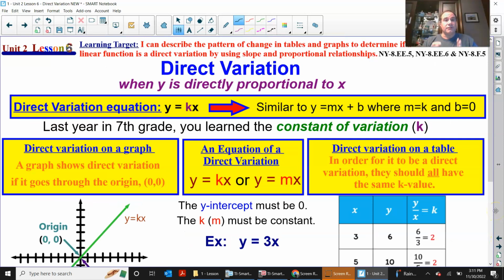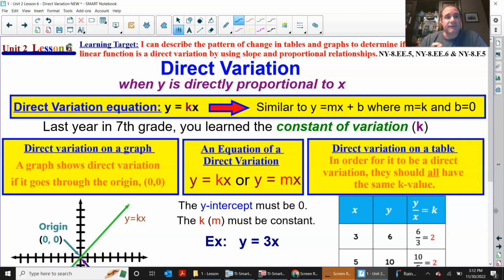So a direct variation, we know what this is. A direct variation is when y is directly proportional to x. A direct variation equation from 7th grade, or you might have known before, is y equals kx. It's similar to y equals mx plus b, where m is the slope. m equals k in that kx, and b is 0. b is 0 because the y-intercept is 0.